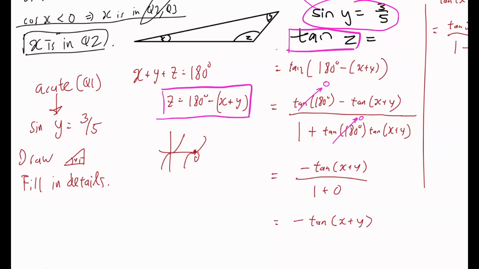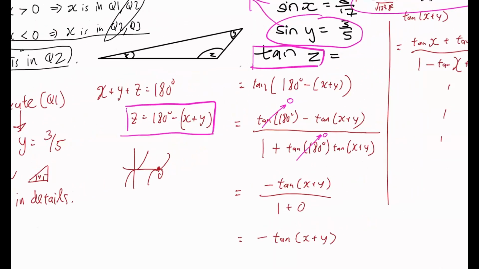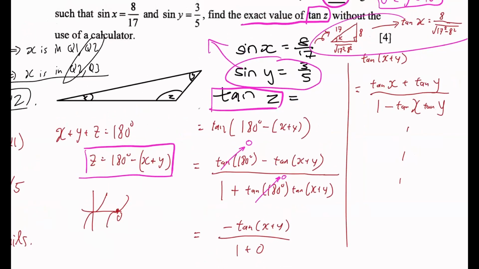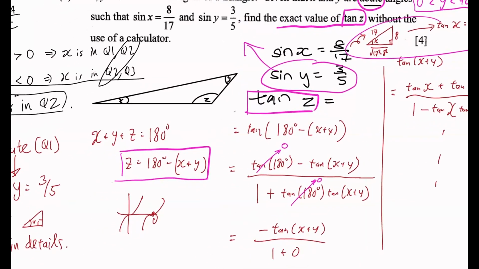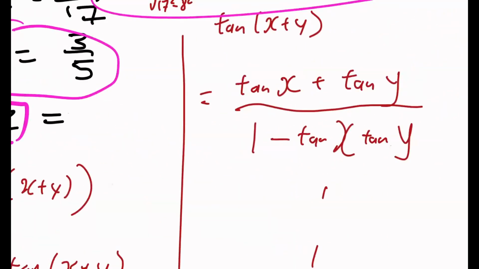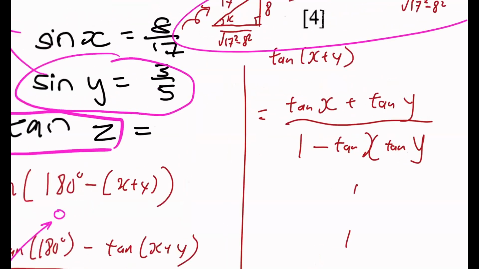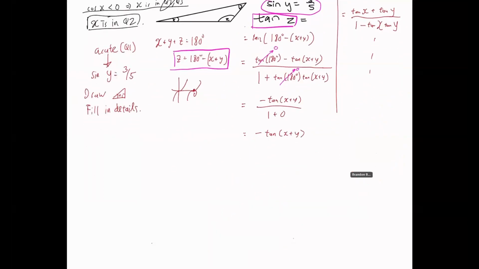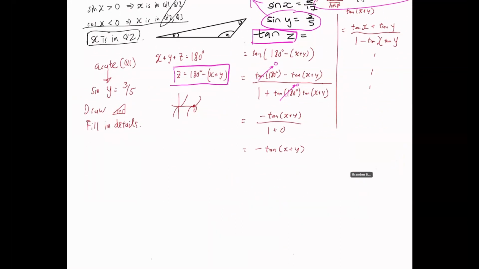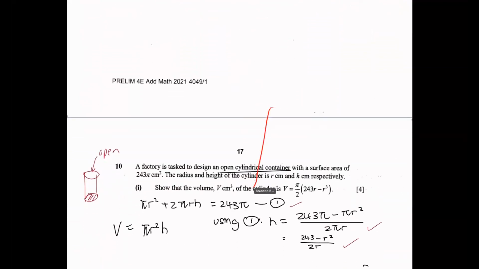Then tangent X plus Y, how to find? That's when you need to use your compound angle identity again. Tangent X plus Y is tangent X plus tangent Y over 1 minus tangent X tangent Y. Then what's tangent X plus tangent Y? Then just sub in from the two right angled triangles. I think you get how to solve already. Don't solve now. Do it as homework.